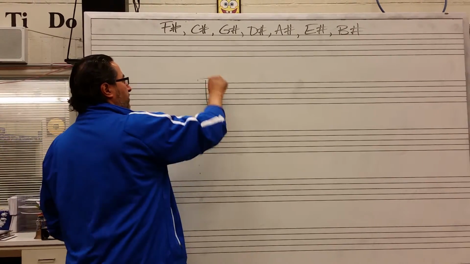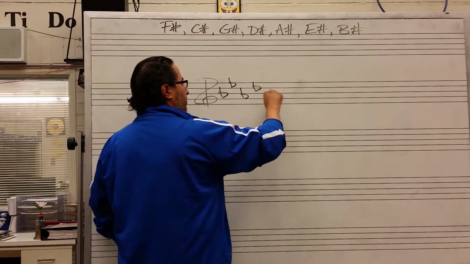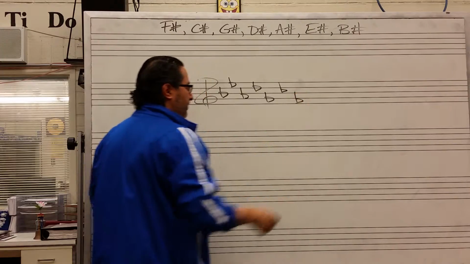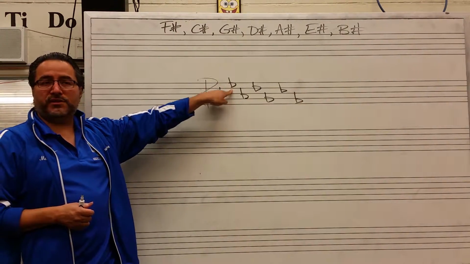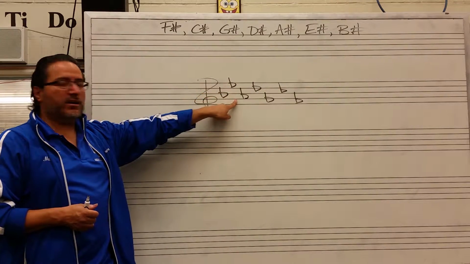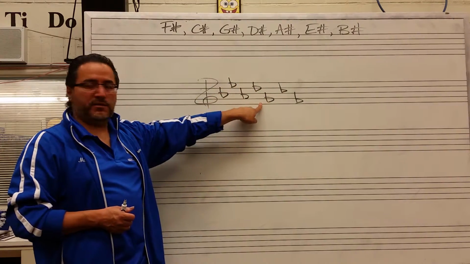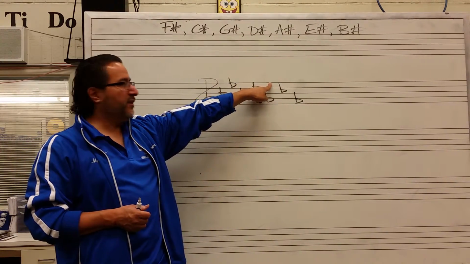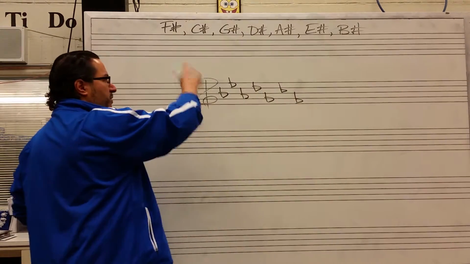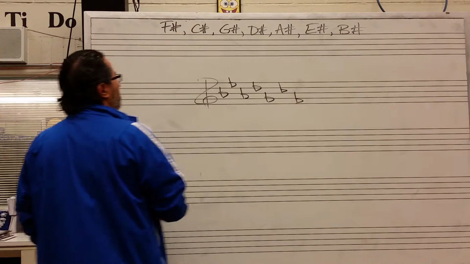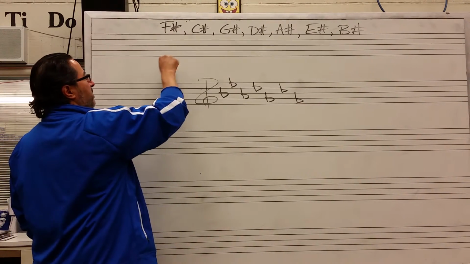Now, to show you what the order of flats look like. The order of flats follow the same kind of pattern. Starts on B flat, goes up a 4th, which is E flat, goes up a 4th, then it goes down a 5th, which is A flat. Up a 4th, D flat, down a 5th, G flat. Up a 4th, C flat, down a 5th, F flat. And this pattern of 4th, 5th, 4th, 5th, 4th, 5th is what we want to remember.